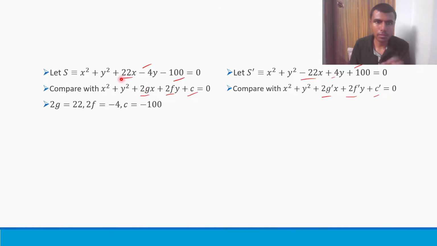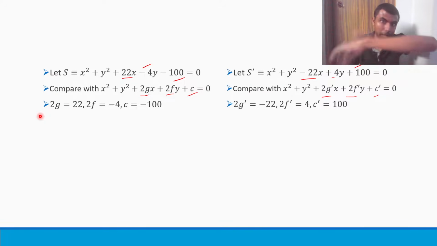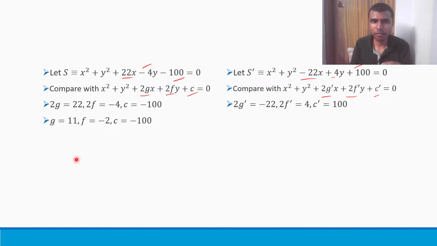As I mentioned, 2g is 22, 2f is minus 4, and c is minus 100. Don't forget this minus sign. Next, likewise, 2g dash is minus 22, 2f dash is 4, and c dash is 100. Now we'll get our g, f, c. So 2g is 22, so g will be 22 by 2, which is nothing but 11. Likewise 2f will be minus 4 divided by 2, which is minus 2, and c is minus 100.